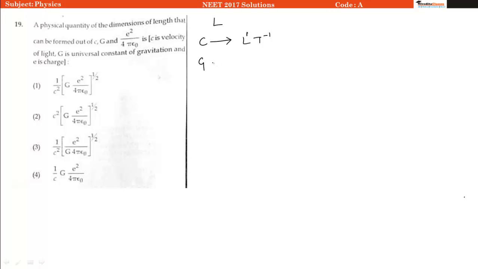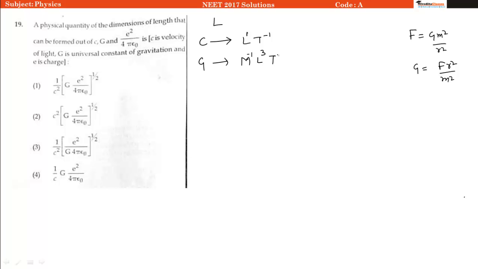For G, how can we find that? We know that gravitational force is equal to G m squared by r squared, or we can say G is equal to F r squared by m squared. If we put the values, then we will find that the dimensional formula for G is M^-1 L^3 T^-2.